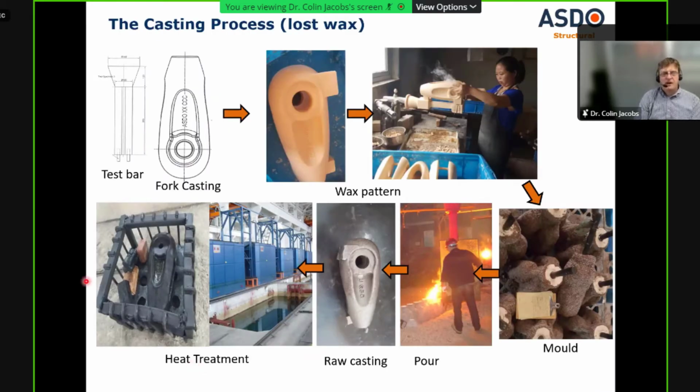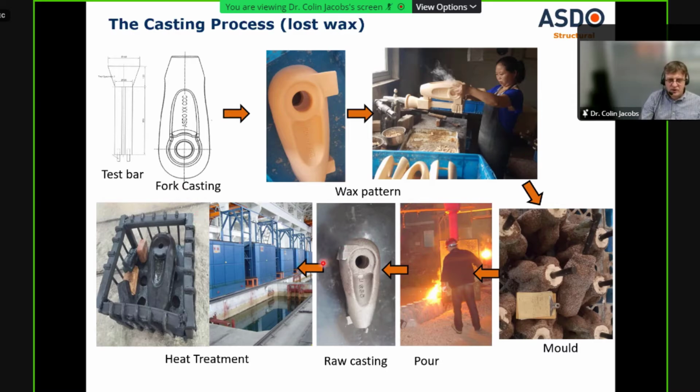Just a brief background to the casting process to explain some of the other issues that can happen. In this case, I'm talking about lost wax, which means we make the mold out of a wax rather than out of sand. At the same time we make fork castings, we also produce test bars. This test bar here will give me 4 tensile samples. First we make the mold, we cover the wax in the mold material, we melt the wax out, we pour the steel in, and then we have our raw casting.